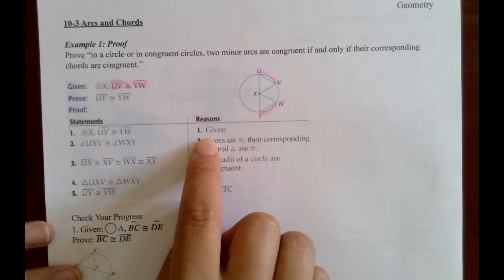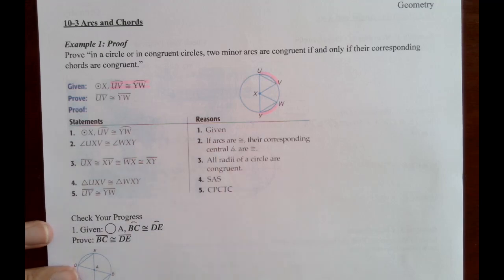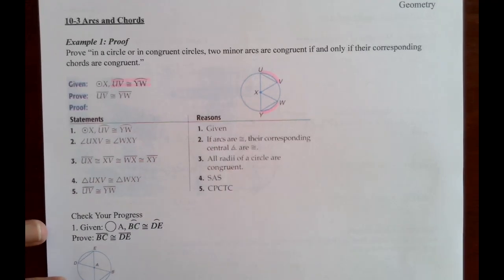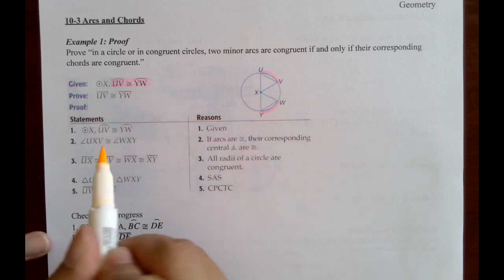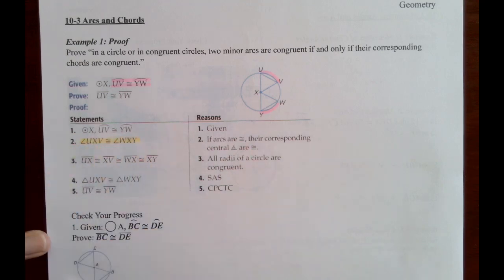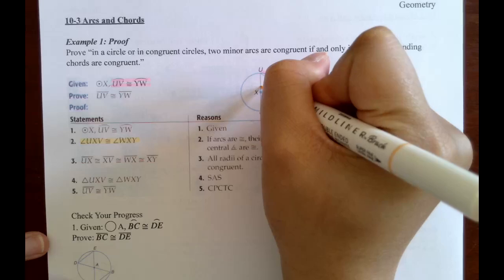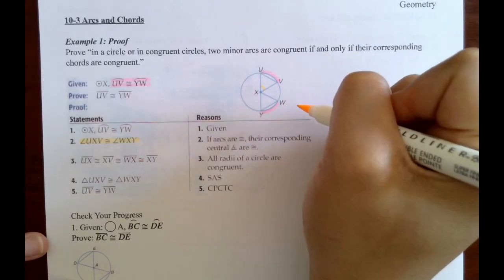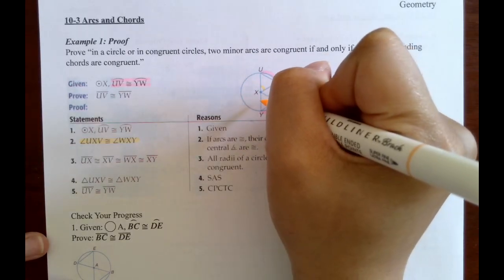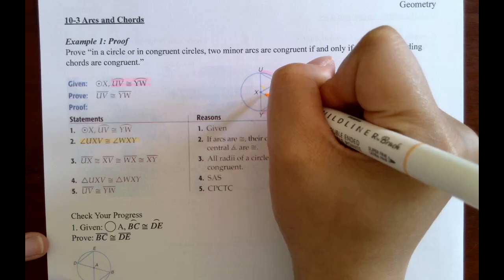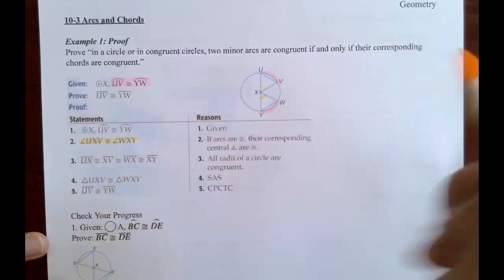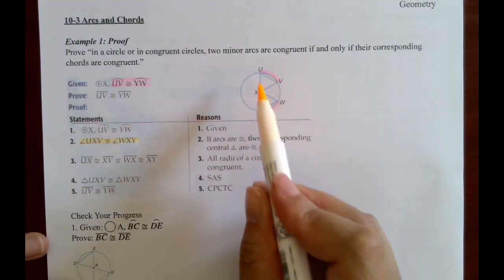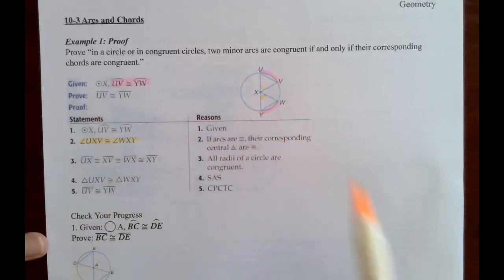And then from here, what are some of the things we notice? Here we notice that angle UXV, which is this angle here, has to be congruent to this angle here, WXY. The reason why is that if the arcs are congruent, their central angles have to be the same thing too. They have to be the same measure.